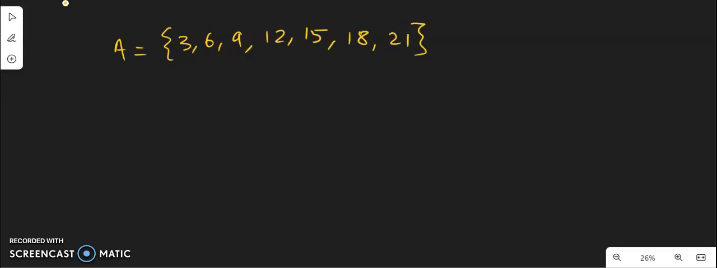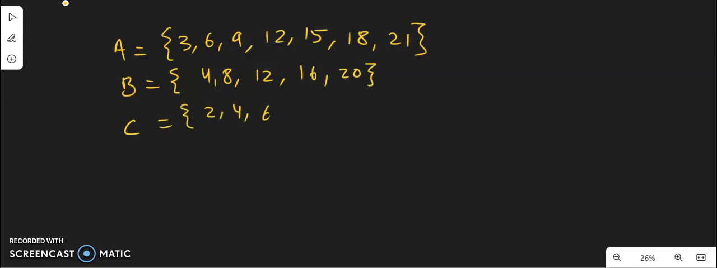Let me now take the difference of sets. Let me take one example. Let's say A is equal to {3, 6, 9, 12, 15, 18, 21}. These are the elements of set A. Then I've got a set B, which is {4, 8, 12, 16, 20}. And there is a set C, which is {2, 4, 6, 8, 10, 12, 14, 16}. Now, I just want to find out, first of all, what is A difference B?